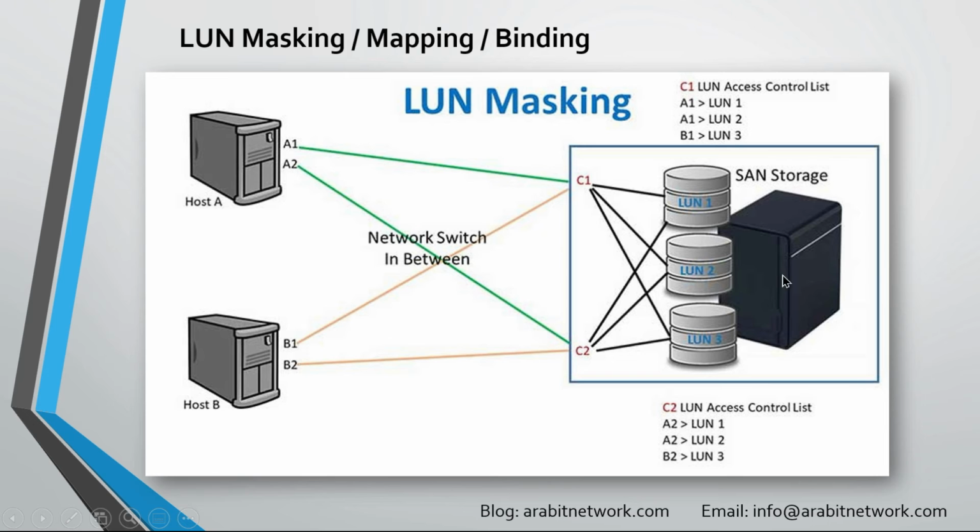So a LUN masking or a LUN mapping or a LUN binding, I will call it LUN mapping. Okay, so LUN mapping is similar to an access control list or a firewall policy, where you include a specific server or servers maybe, and then you allow them through that list, through that mapping, to have access to specific LUNs to be able to read and write from them. So a LUN mapping is that action to allow a server or multiple servers to access a specific group of LUNs.